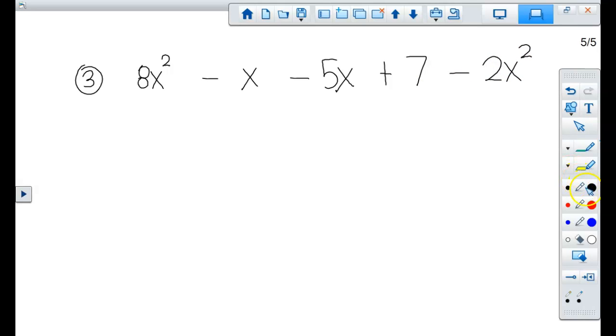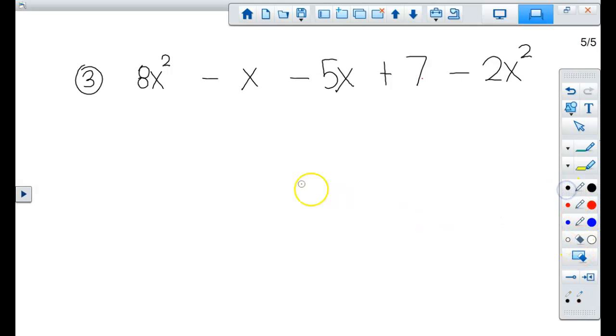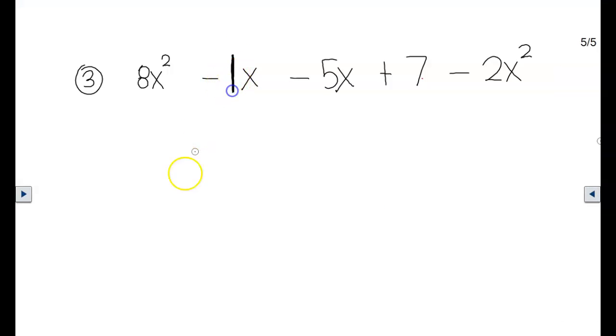Okay, so taking a look at this problem, we have 8x squared minus x minus 5x plus 7 minus 2x squared. So that's 1, 2, 3, 4, 5 terms. You'll notice that the second term is not showing its coefficient right here. So if I were you, I would go in and put that invisible 1.